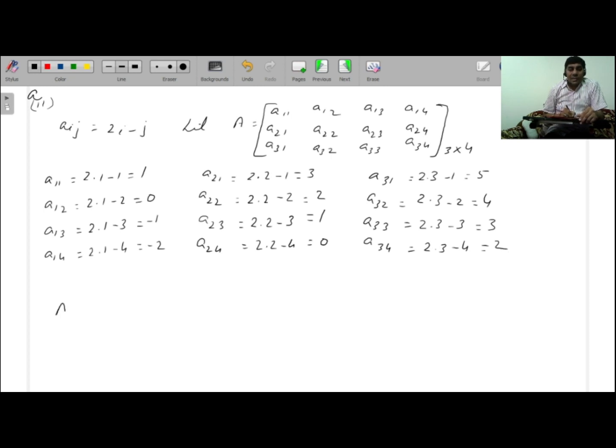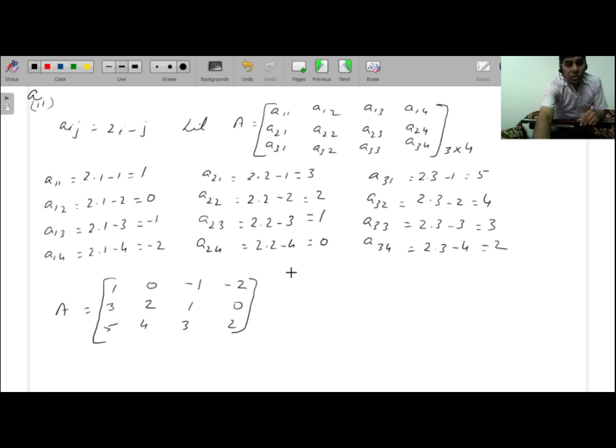So the required matrix A is equal to A11 is 1, A12 is 0, A13 is minus 1, A14 is minus 2, A21 is 3, A22 is 2, A23 is 1, A24 is 0, A31 is 5, A32 is 4, A33 is 3 and A34 is 2, which is the required answer.